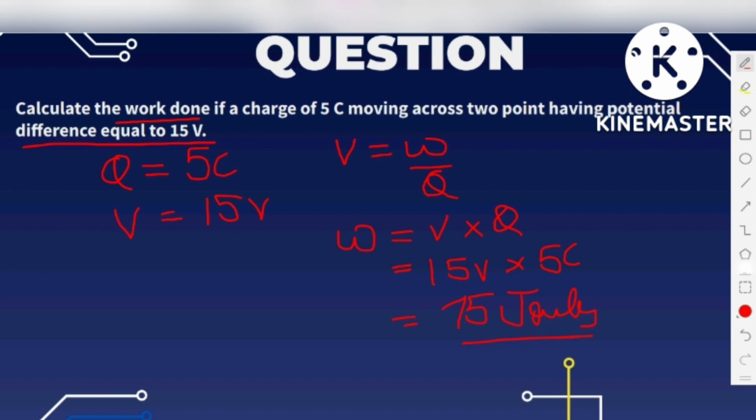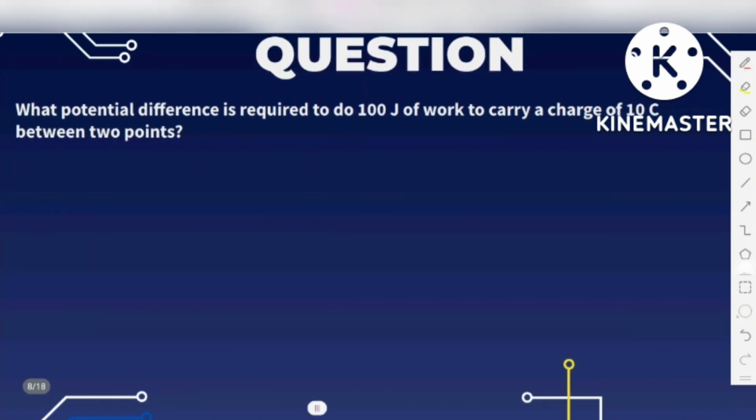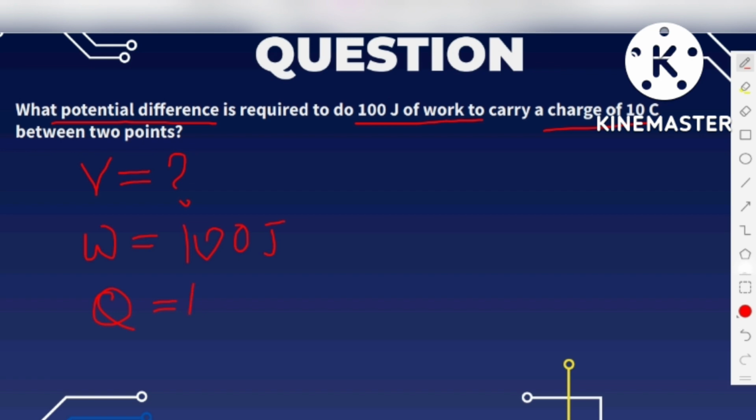Alright, so let us go to the next question. Here, what is the potential difference required? So we need to find the potential difference or the voltage. Alright, and what are the other numerical values given to us? 100 joules of work, so the work done is 100 joules, to carry a charge of 10 coulombs. So the Q is 10 coulombs.